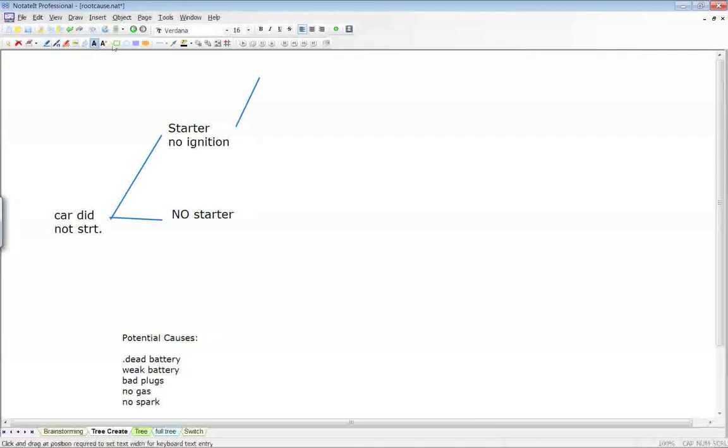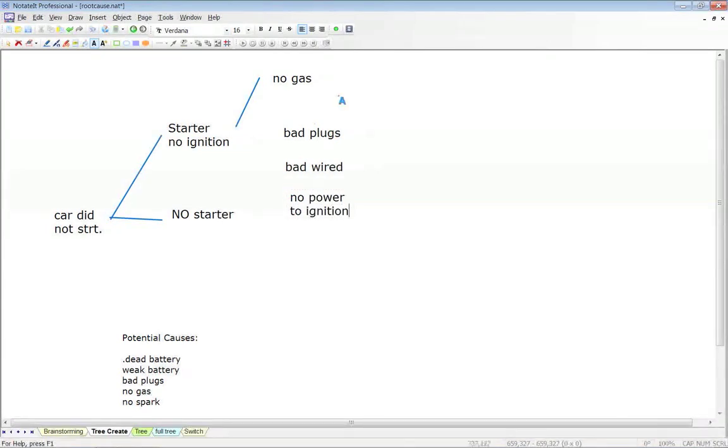Well, this could be no gas, right? I got no gas on there. It could be bad plugs. Could be bad wires, the spark plug wires. What else can cause it? Oh, no electricity, no power to ignition. Okay. Now what can cause no gas?